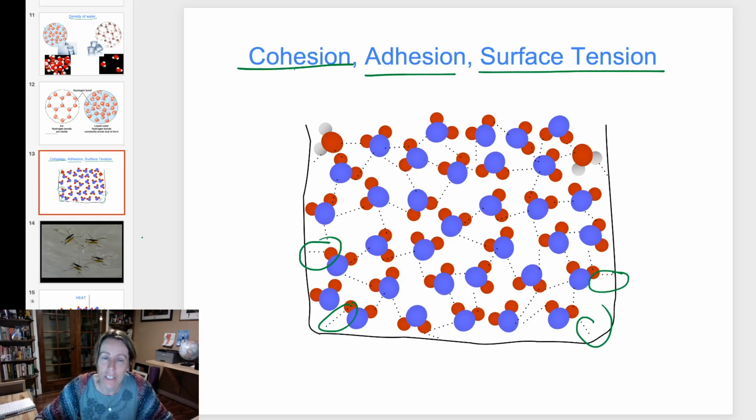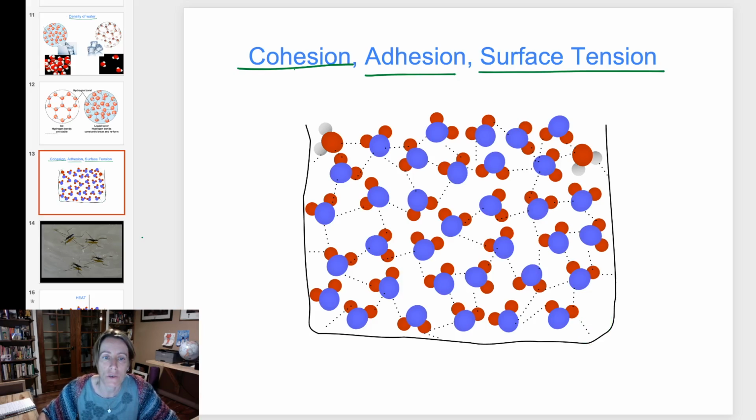That's adhesion. There are some partial charges on the surface of the glass or the container, and the water molecules are attracted to that and stick to the surface. So that's adhesion. And then last but not least, we have surface tension.